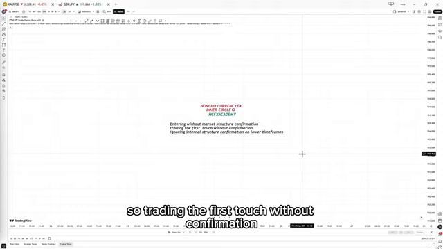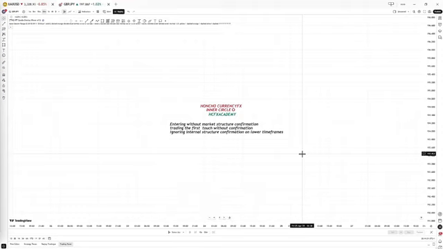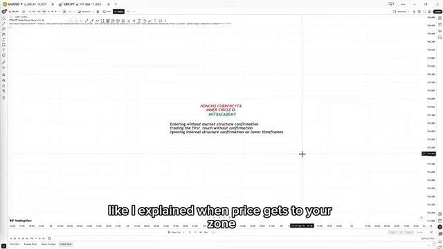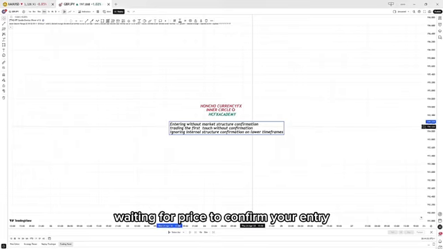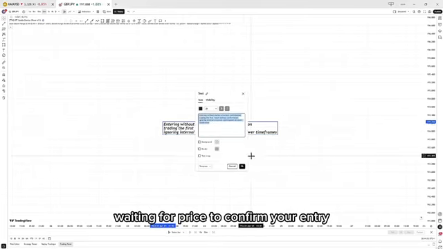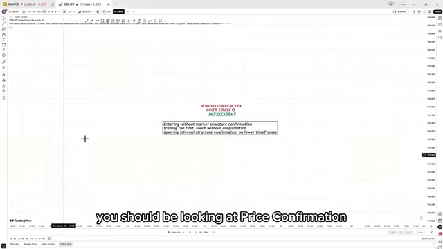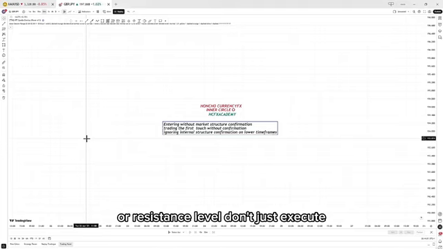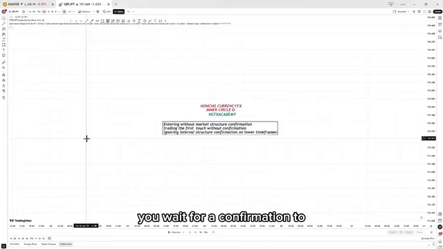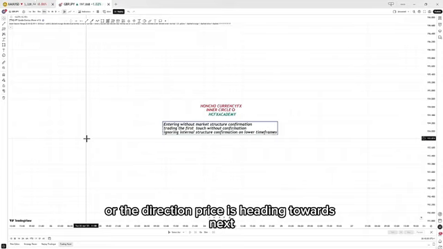So, trading the first touch without confirmation. Like I explained, when price gets to your zone, you should be waiting for price to confirm your entry. When price gets to your zone, you should be looking at price confirmation before entering for a buy or a sell. As soon as price gets to your support or resistance level, don't just execute, you wait for a confirmation. That confirmation is going to give you an edge on what price is likely to do next, or the direction price is heading towards next.